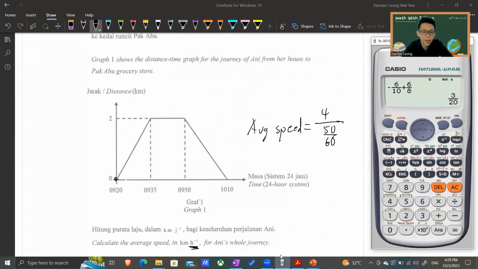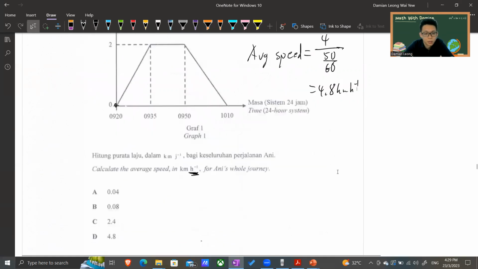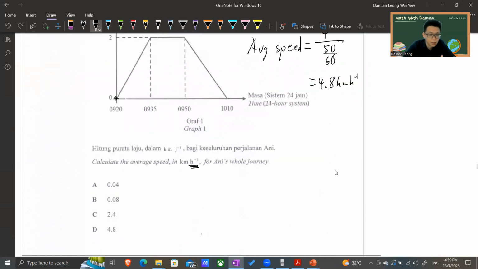If you're using the MS version calculator, make sure when you divide, you bracket 50 over 60. So it will be 4.8 km per hour. Yeah, answer D. Okay.